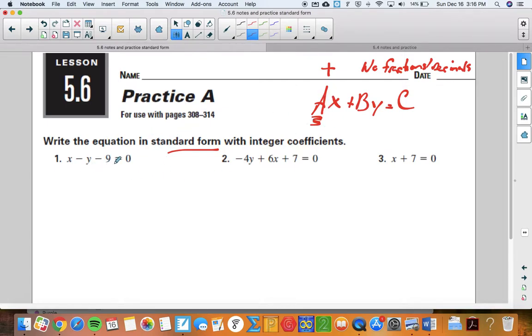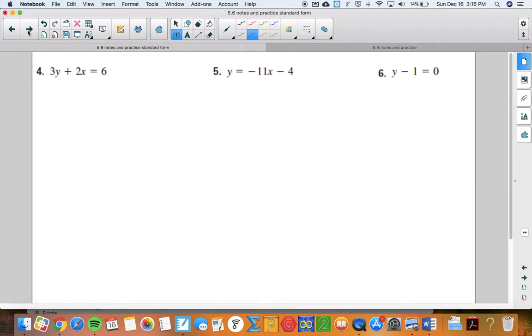Alrighty, so why doesn't number 1 look like it's in standard form? It's because while x and y are on the left, that is good, there's a plain old number or a constant on the left, so let's undo that. So we get x minus y equals 9. Same thing with number 2, I would say, right? And same thing with number 3. Notice number 3 doesn't have a y. That is okay. Your answer will not have a y in it.